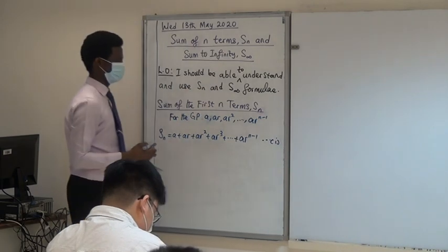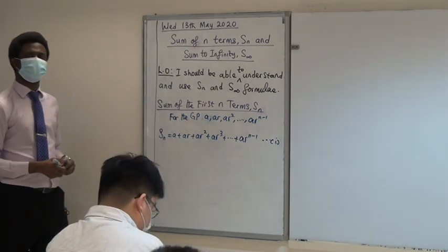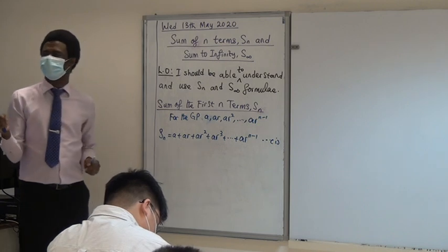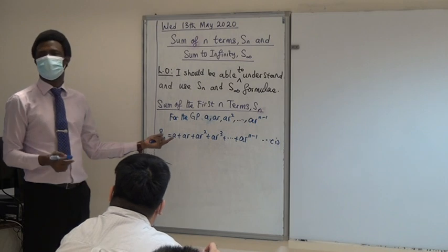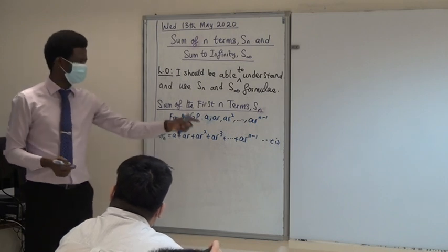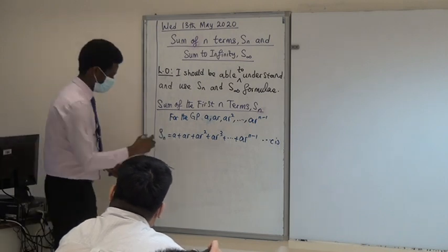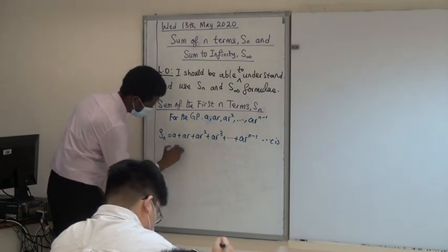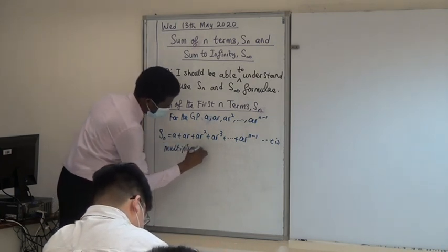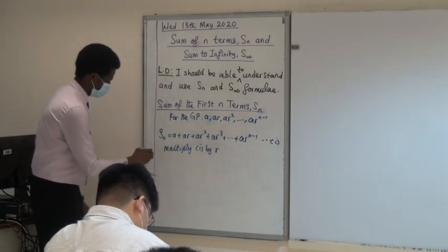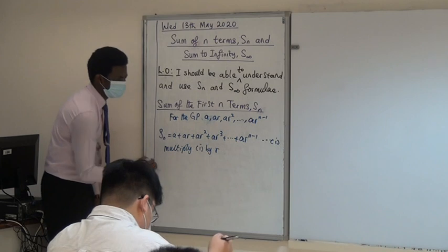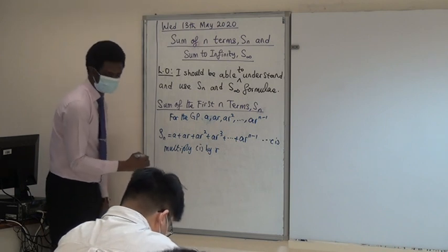This is equation 1. What did we do in the other one? We reversed, right? Reversing it doesn't really help us here. So we multiply this by R. Multiply equation 1 by R. Then what do we have? Tell me, everybody. Multiply equation 1 by R, what do we get?